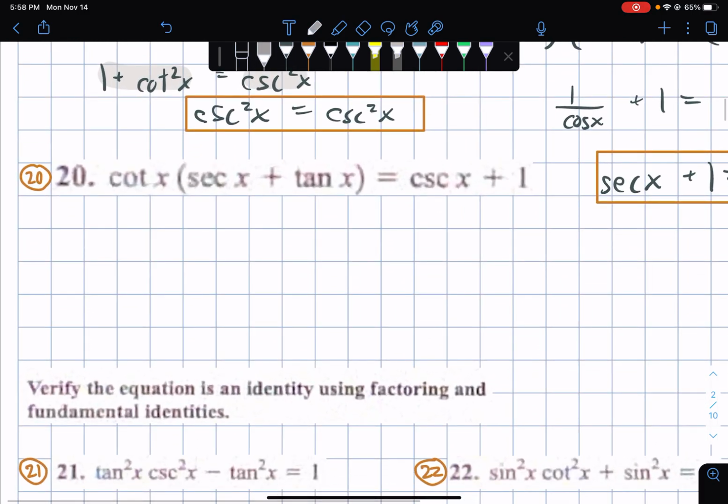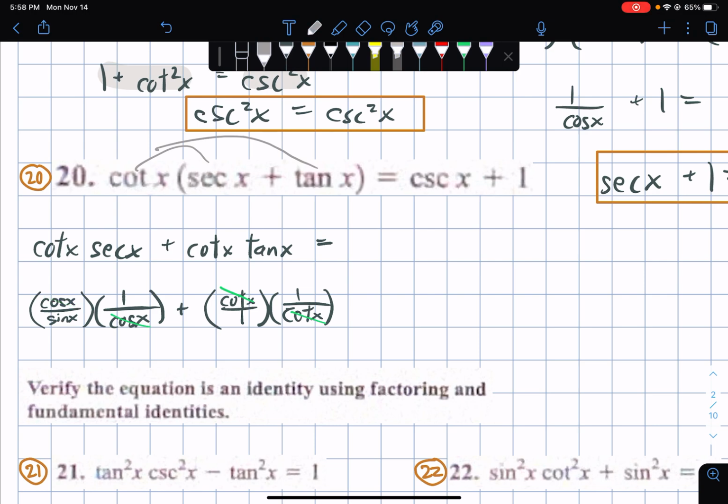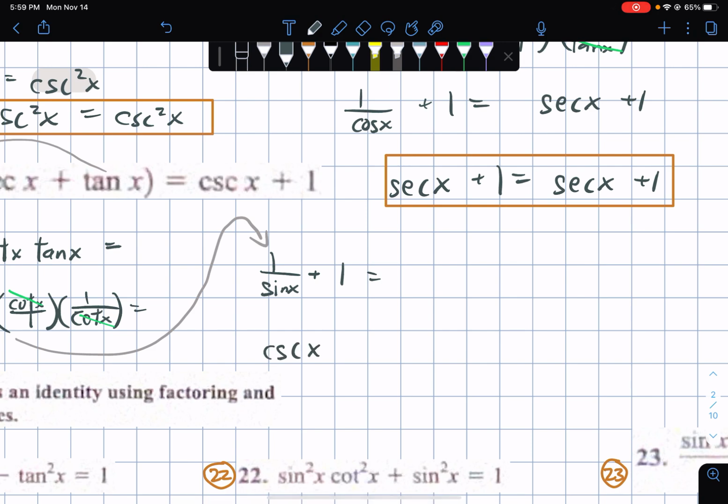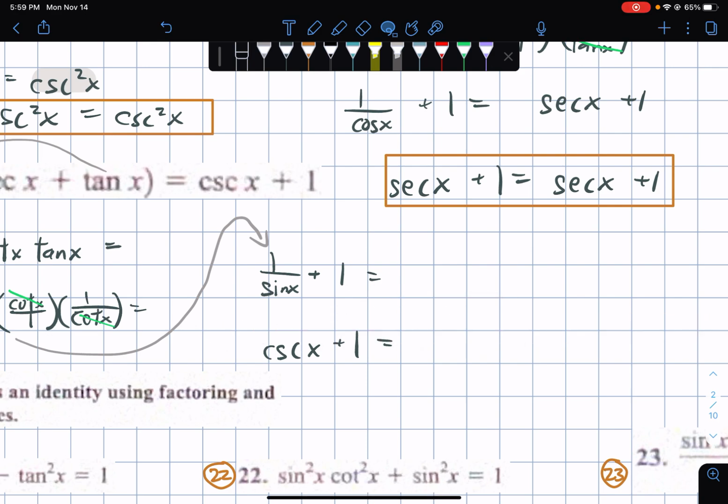Right. Let's move to number 20. So, cotangent x secant x plus cotangent x tangent x. Secant's inverse is cosine. Inverse of tangent is 1 over cotangent. Cosine, I'm sorry about that. 1 over sine x could be written as cosecant x, then you just add the plus 1. As you can see, they're the same.